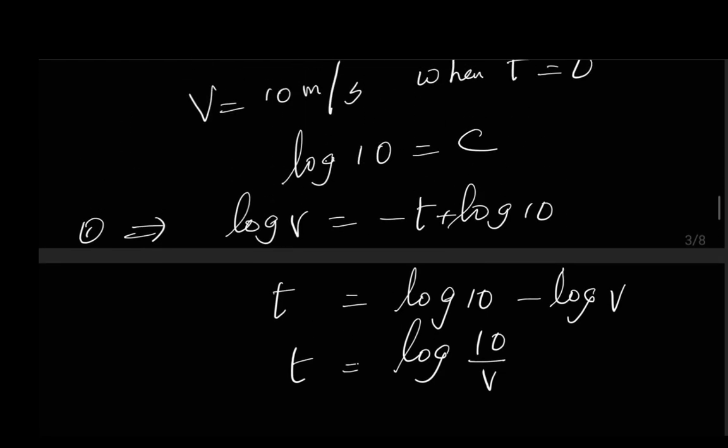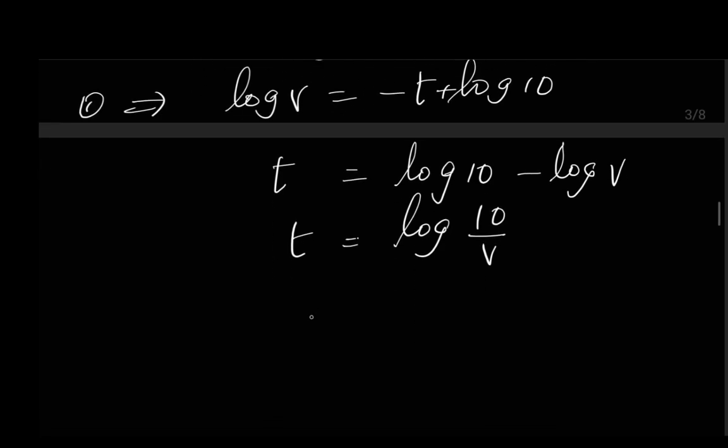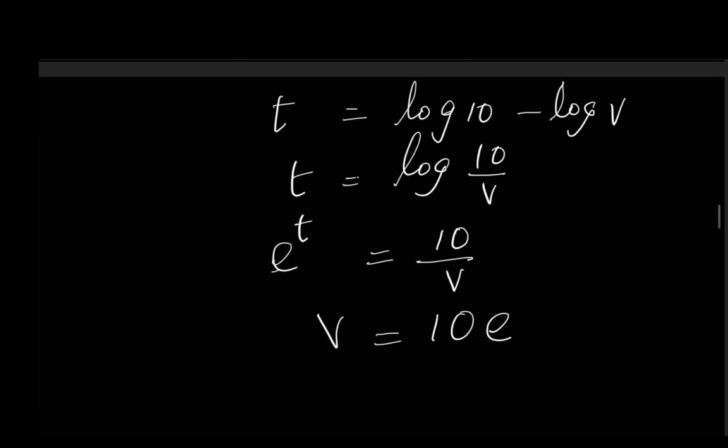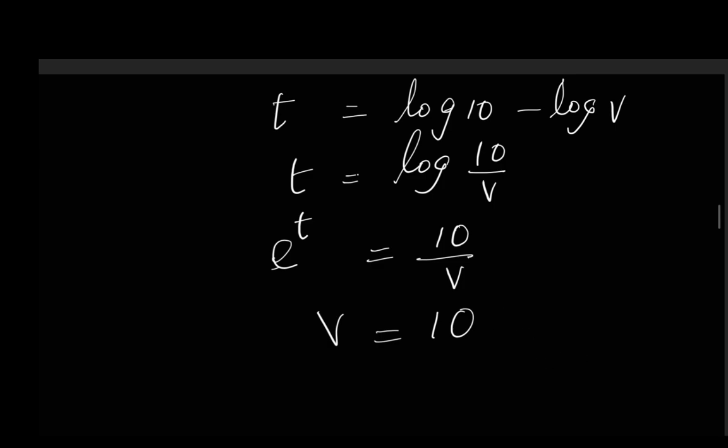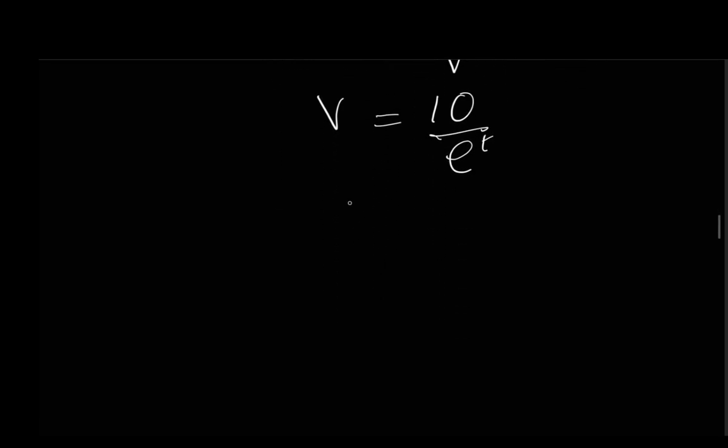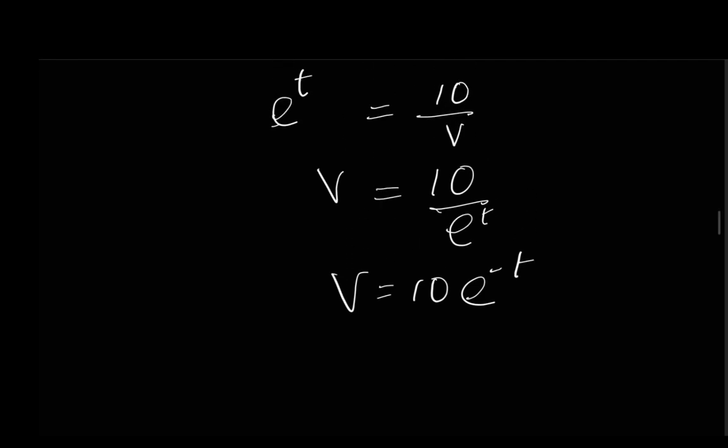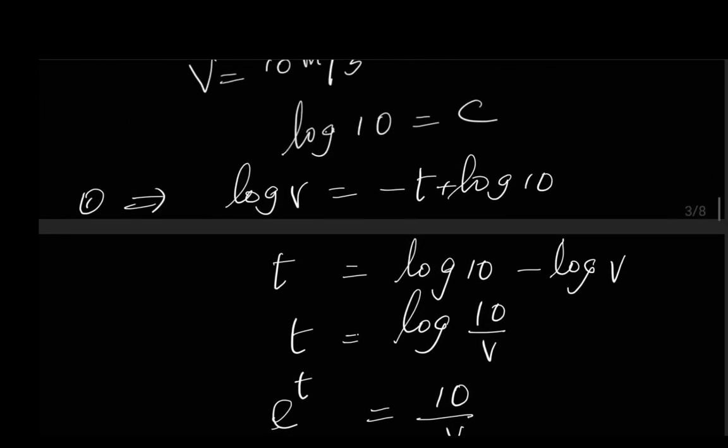Taking exponential on both sides, e power t is equal to 10 by v. So cross multiply. We need v. So v is equal to 10, take this e power t to the other side, that is by e power t. So v is equal to 10 into e power minus t. So this is v, the velocity.